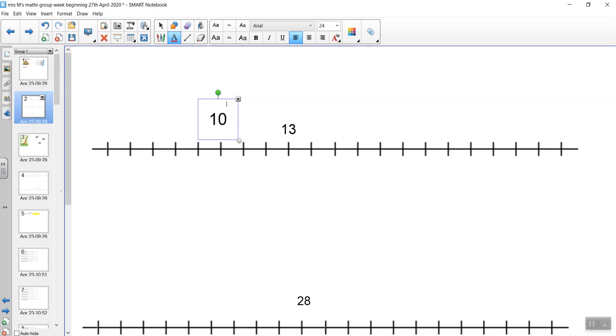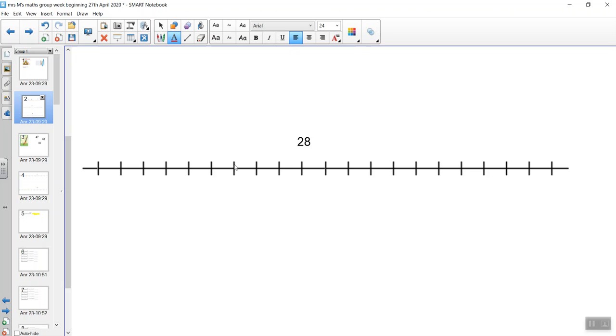So I'd have 13, 12, 11, 10. And now I'm going to count up to get to my next 10, which is 13, 14, 15, 16, 17, 18, 19, 20. So my next 10 would be 20. Let's work out where it goes. 14, 15, 16, 17, 18, 19, 20.